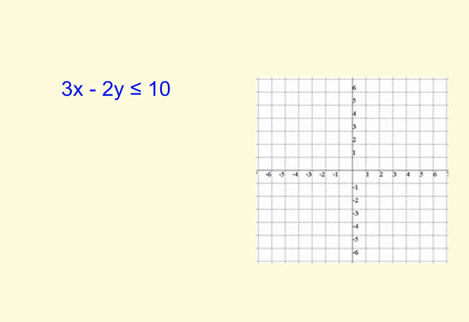Here's our second example of graphing a linear inequality. We have 3x minus 2y is less than or equal to 10. Now this is not ready to graph because we want this to be solved for y so we can identify the slope and y-intercept. So we are going to go ahead and get the y alone.